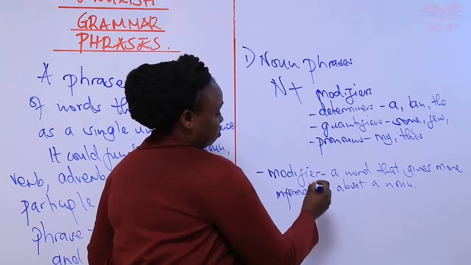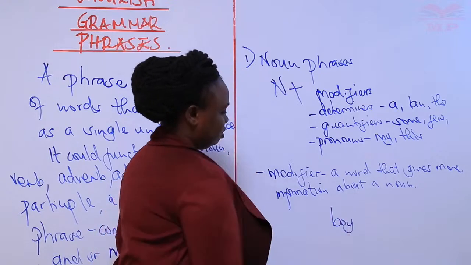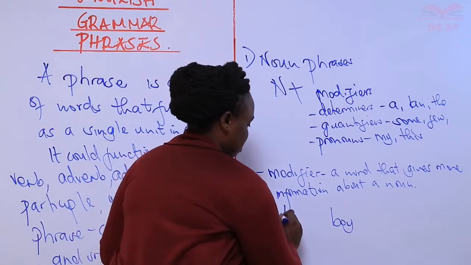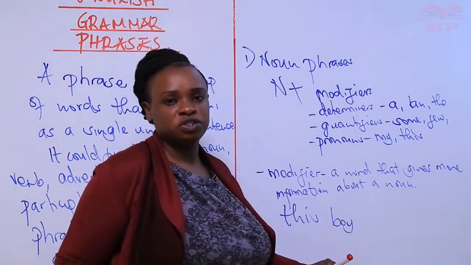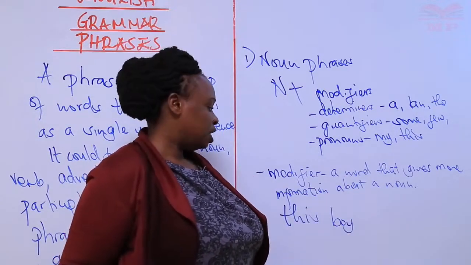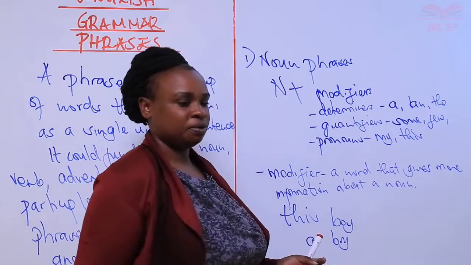So when we say that the noun phrase will contain the noun and its modifiers, it will be the noun, for example, boy. You add modifiers to it so that it makes up the noun phrase. So when you say this boy, you're telling us more about which boy you're talking about. If you say a boy, no problem. It could be any other boy, okay?